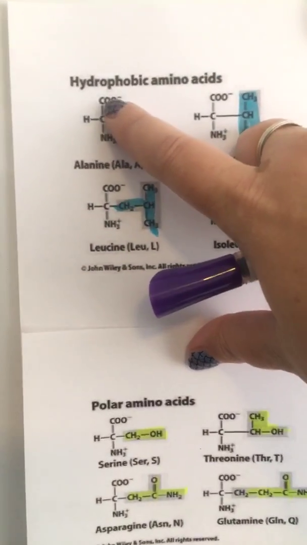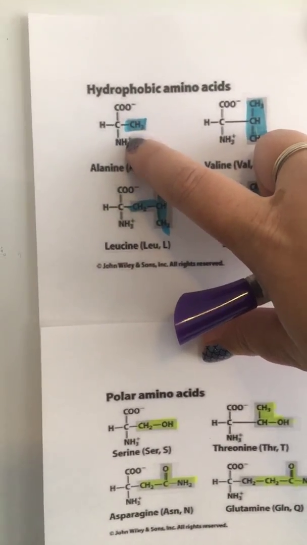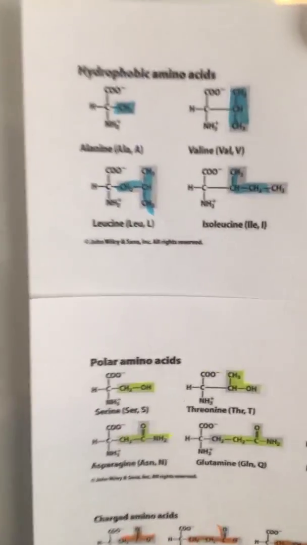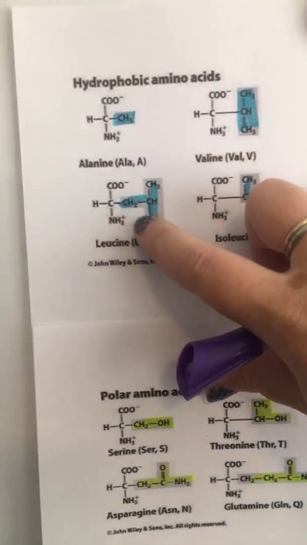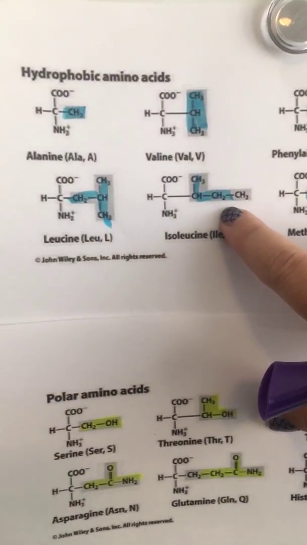And so I look for it with the COO negative and the NH3 plus, okay? Again, it's the same. Those are important in figuring out how things interact with each other as well. But what's really important are these side arms, okay, or these variable groups.